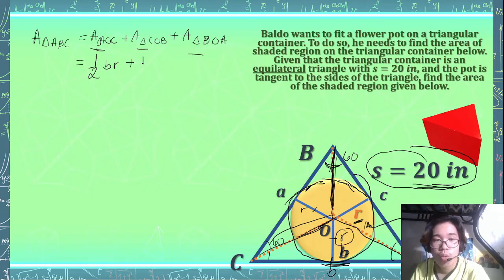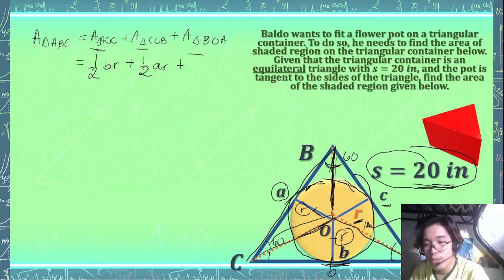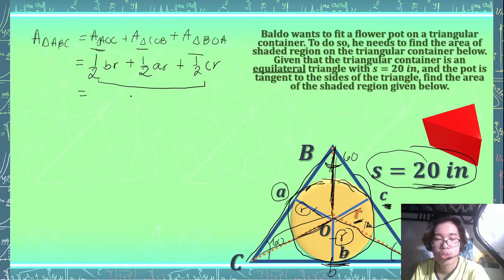And then plus 1/2. So this is COB, and we're given here that the base of triangle COB is equal to a times the radius, because again, that's the height, and then plus the area of triangle BOA. We're given here the base, which is equal to c, and of course we have the height, which is equal to R. Therefore we can factor this term, so this is going to be 1/2 multiplied by a plus b plus c multiplied by R. So that's the area of triangle ABC.